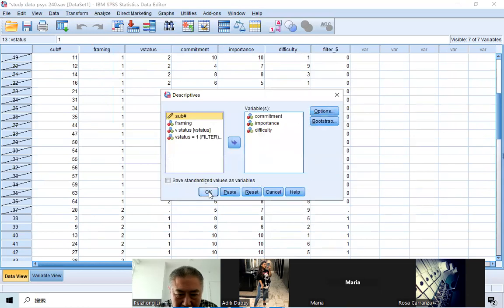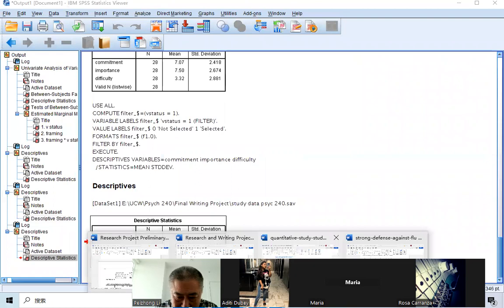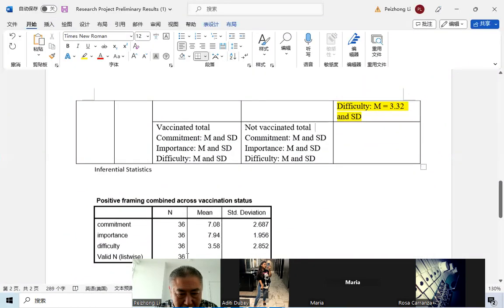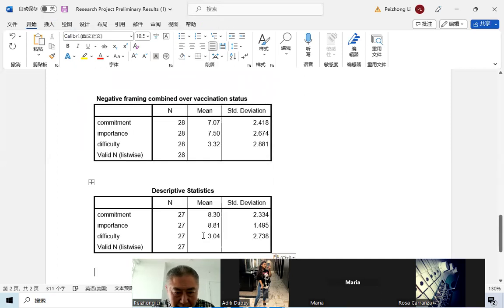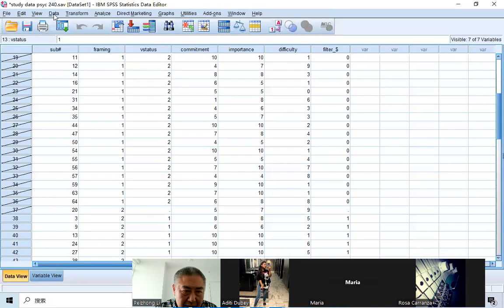This is vaccinated people, across positive and negative framing. For commitment, the mean is 8. It's really high, and importance is high too. But then I want to compare this with those people who have not been vaccinated.